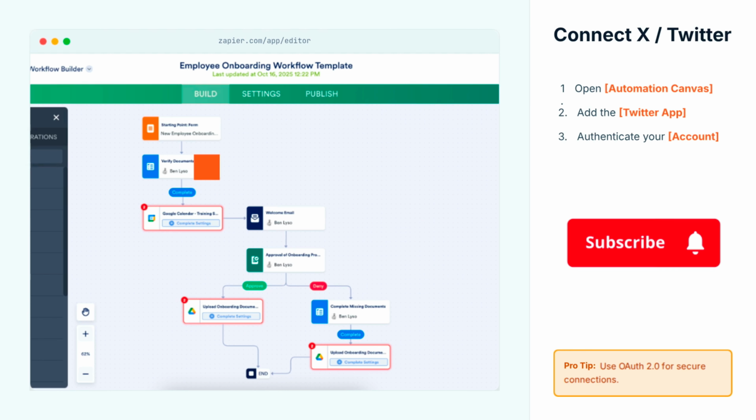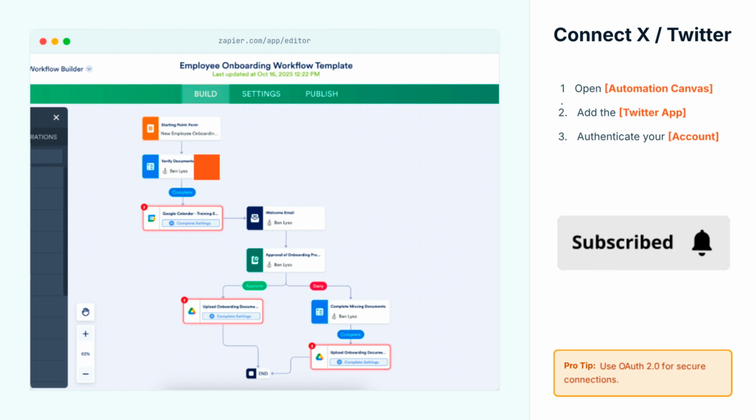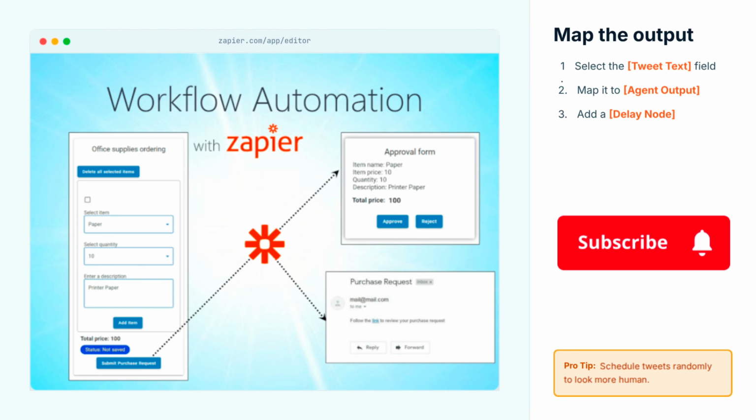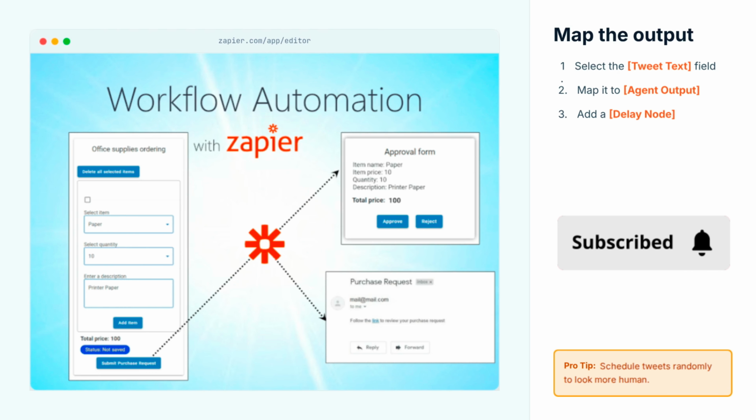Connect your social media account. Open the automation canvas, add the Twitter app, and authenticate your account. Use OAuth 2.0 for secure connections. Map the output. Select the tweet text field, map it to agent output, and add a delay node. Schedule tweets randomly to make the activity look more human.